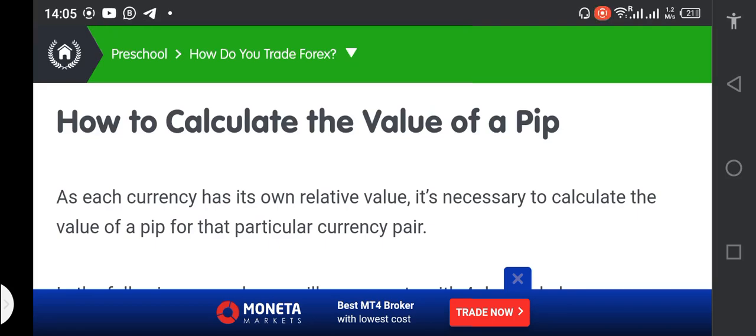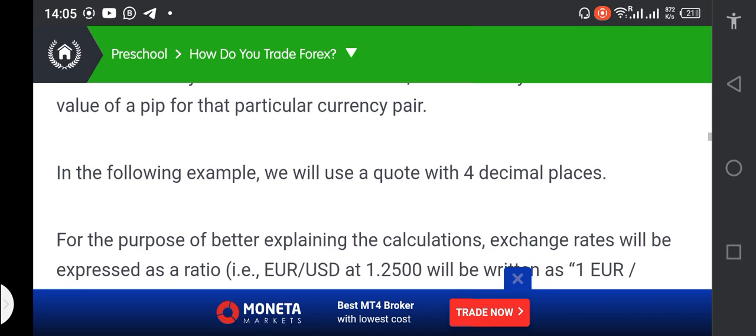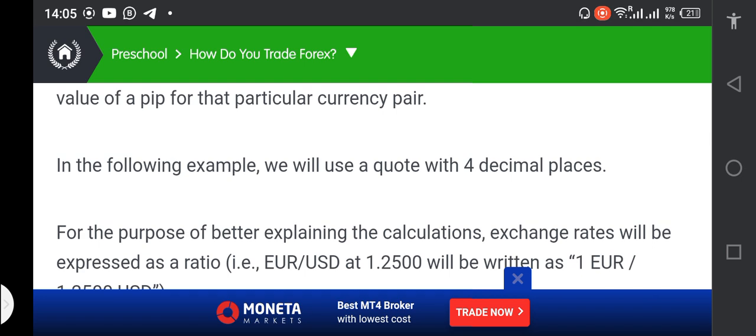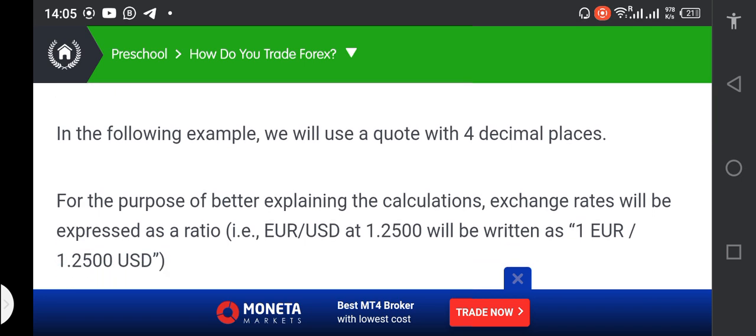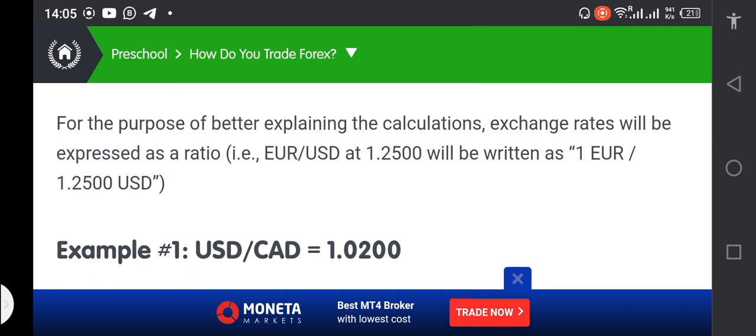Now let's talk about how to calculate the value of pips. As each currency has its own relative value, it's necessary to calculate the value of a pip for the particular currency pair. In the following example, we will use a quote with 4 decimal places. For the purpose of better explaining, the calculation exchange rates will be expressed as a ratio.